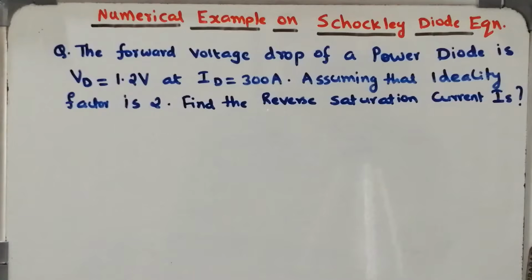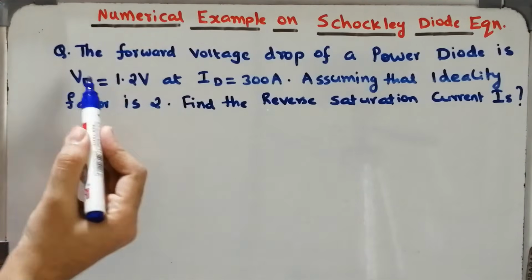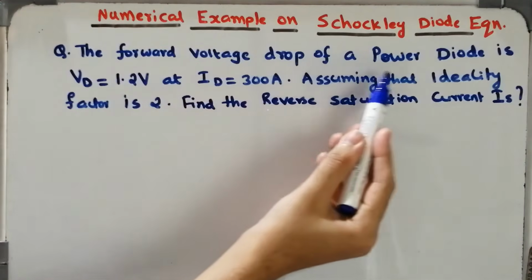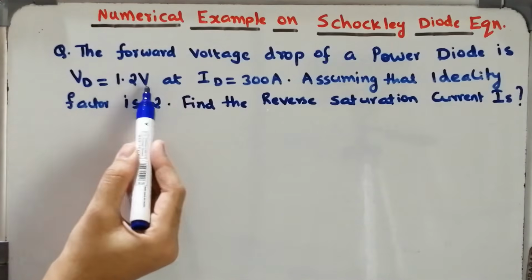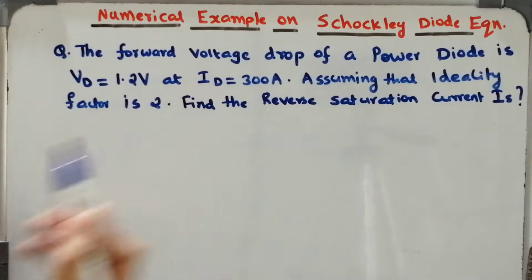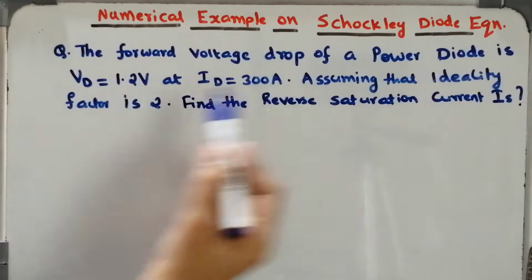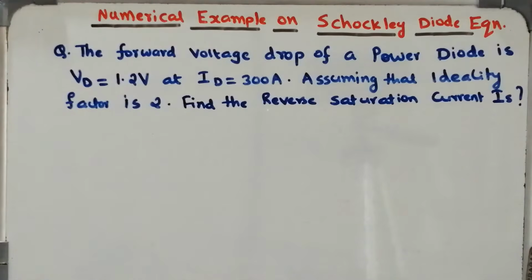In this session, I will be demonstrating one problem, that is a numerical example of the Shockley diode equation. The question is: the forward voltage drop of a power diode is Vd equal to 1.2 volt at Id equal to 300 ampere. Assuming that the ideality factor equal to 2, find the reverse saturation current Is.